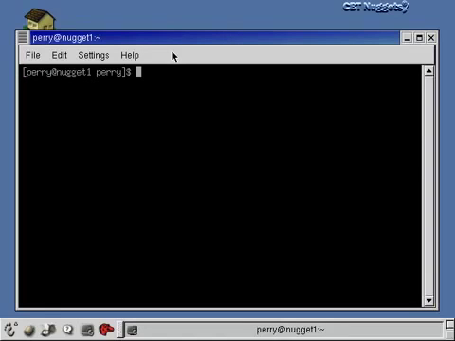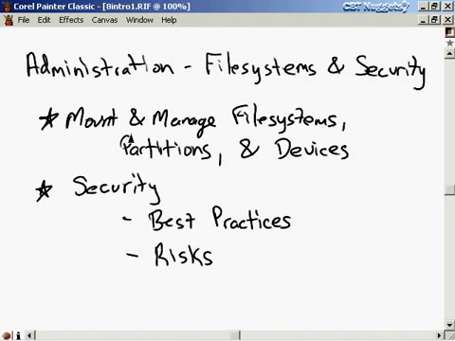We're going to talk about how to create and manage file systems, and then we're going to talk about security of the file systems and the system as a whole. Alright, so let's get started. Okay, so like I just said, first we're going to talk about mounting and managing file systems. And we can't really talk about file systems without also talking about disk partitions and devices. So we'll cover these as one big group.